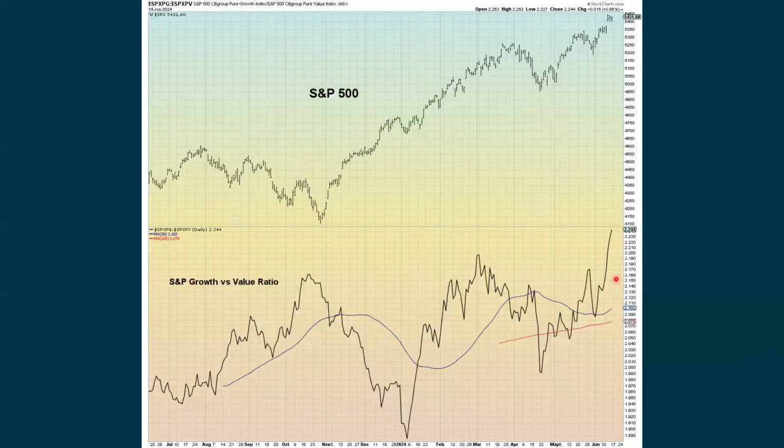This is the one that I focus on the most because this is S&P 500 growth to value, taking a ratio. We're finally breaking out above these previous highs that we've seen before. So this is looking fairly positive currently.